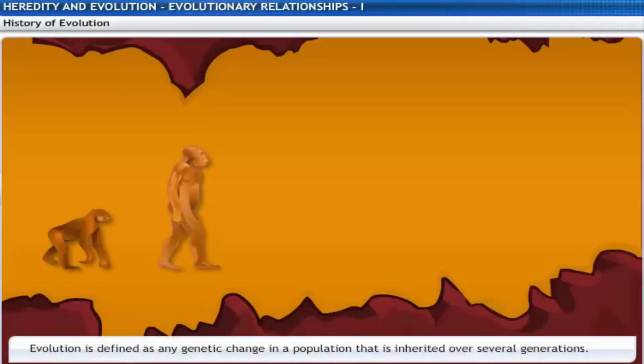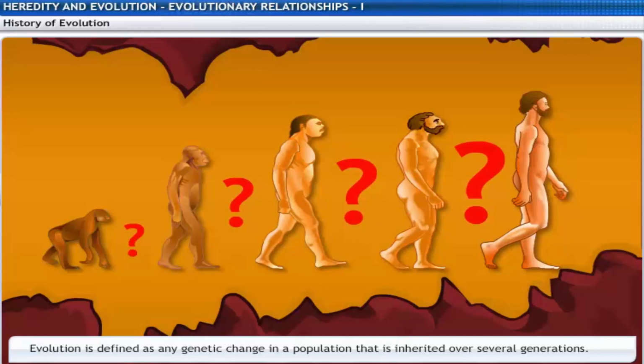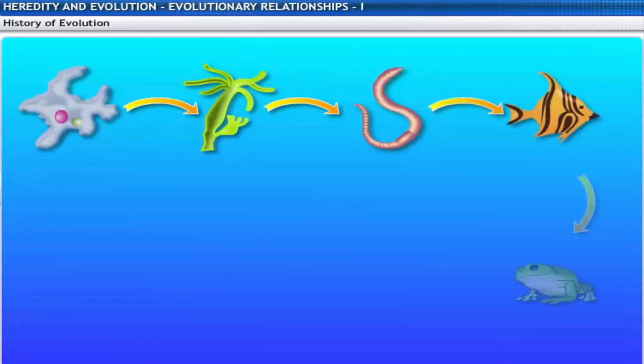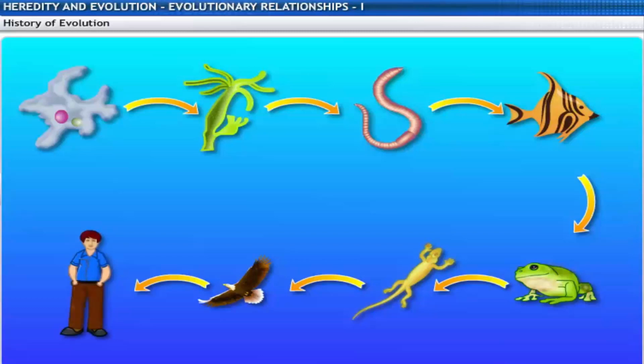Evolution is defined as a genetic change in a population that is inherited over several generations. The question is, in what manner are these genetic differences passed on? Some researchers believed life developed in a linear fashion, from simple forms to complex forms.